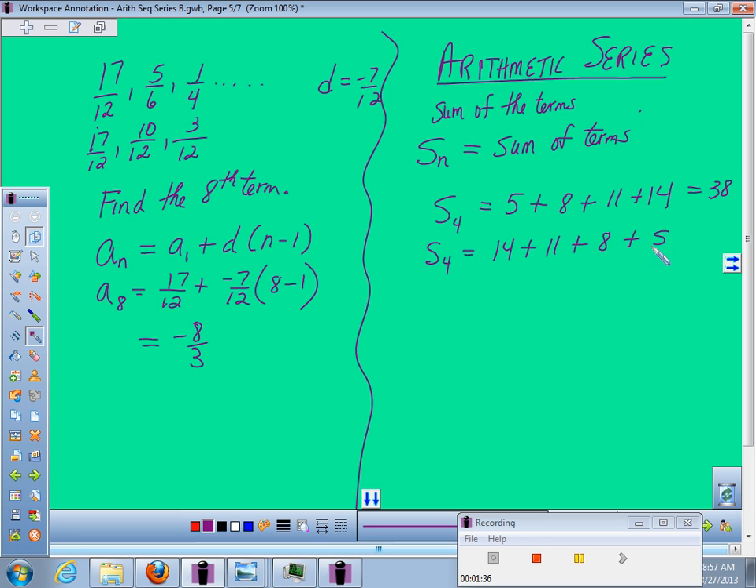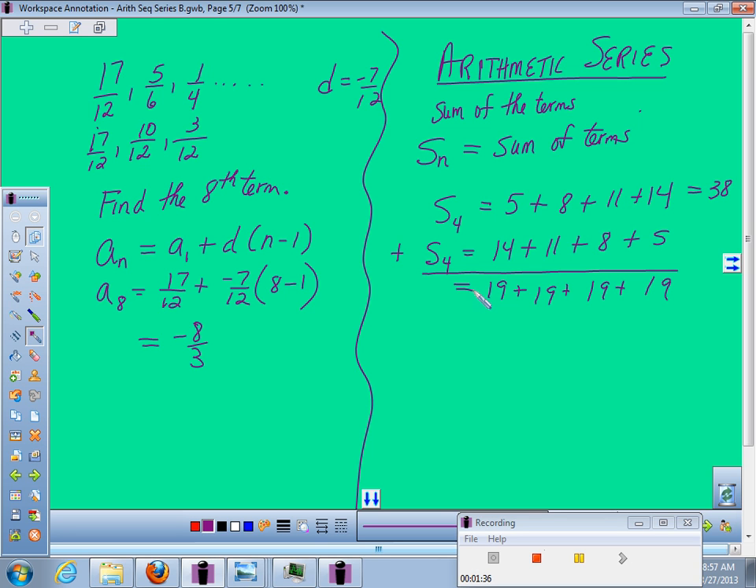Watch what happens when you reverse an arithmetic sequence and add these numbers. 5 plus 14 is 19. 8 plus 11 is 19. 19, 19. So if you reverse the numbers in an arithmetic sequence, they will always add up to the same value.